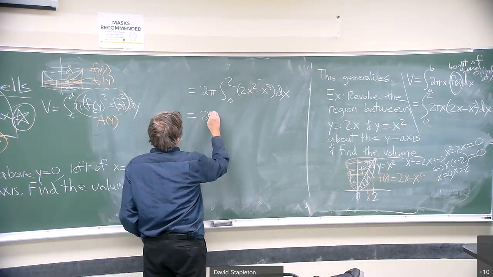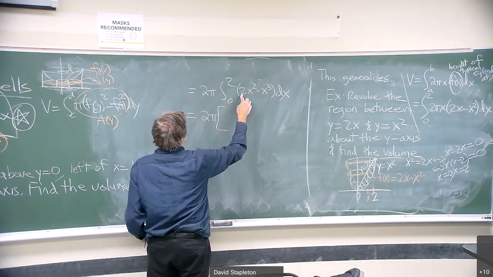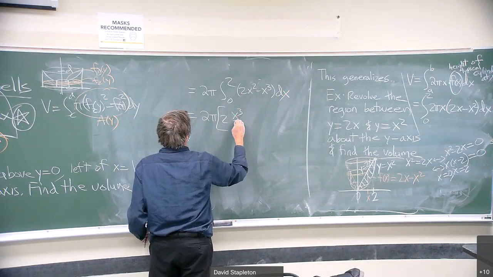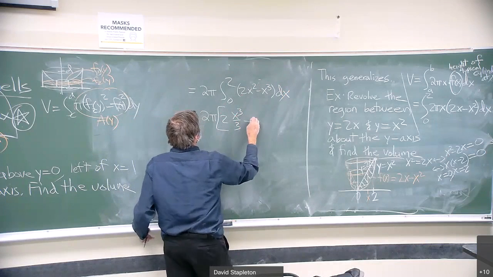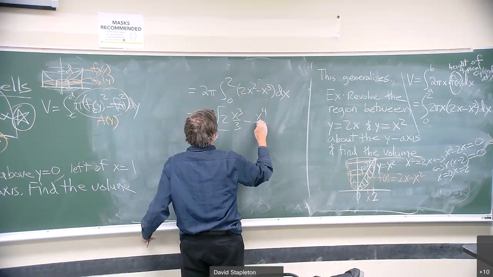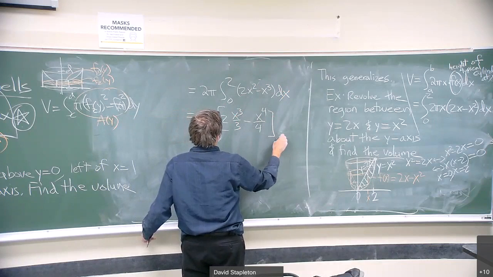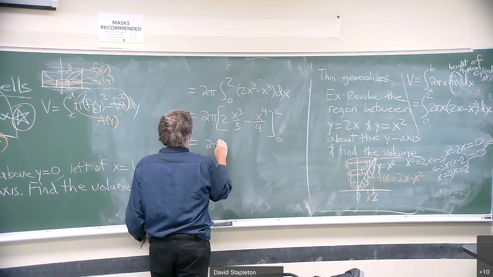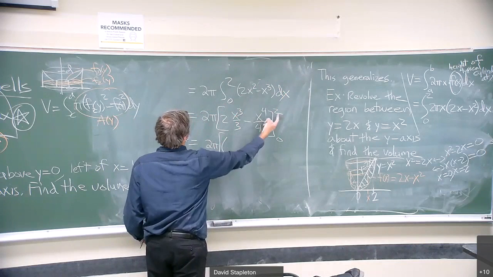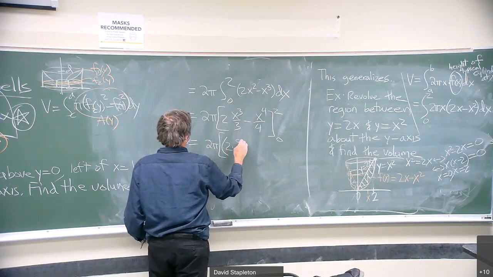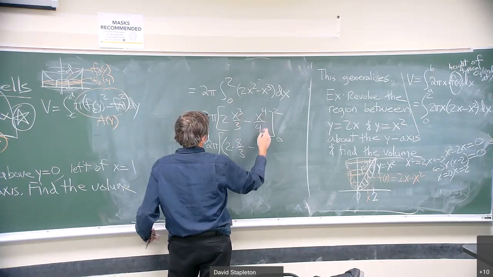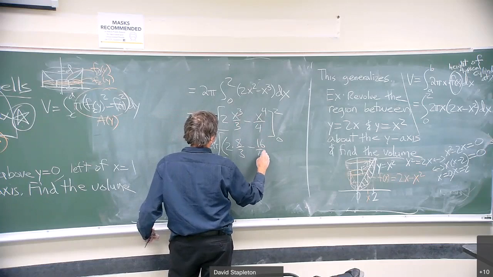Let's see, it's 2 pi integral of 2 times integral of x squared gives me x cubed over 3 by the power rule. Integral of x cubed gives me x to the 4th over 4 by the power rule. I'm going to plug in 0 to 2 this time and take the difference. I'll get 2 pi times, when I plug in 2, I get twice 8 thirds. Right? 2 cubed is 8. Minus 2 to the 4th is 16 over 4.